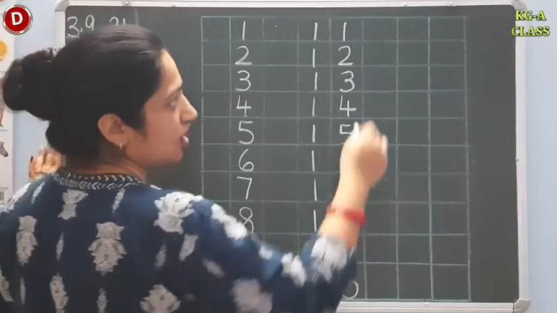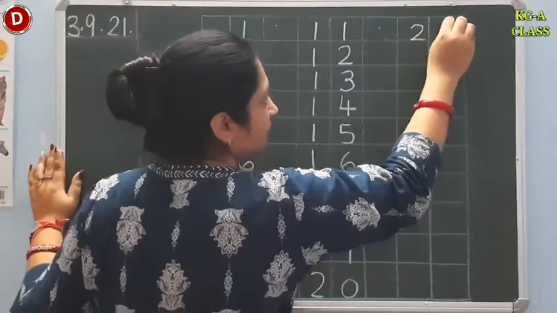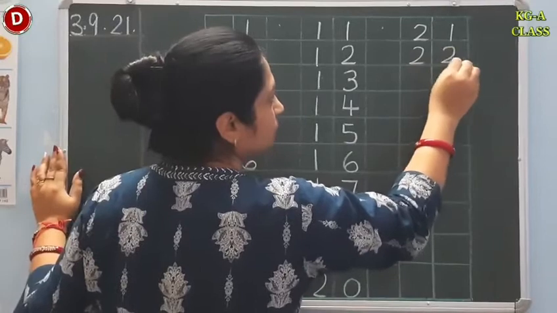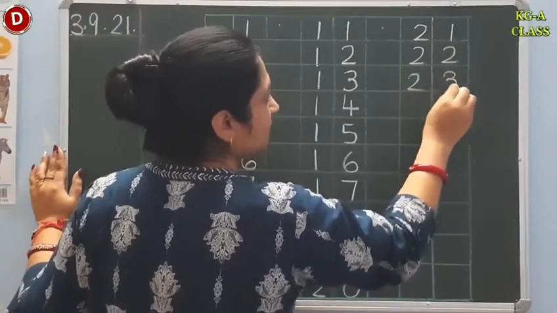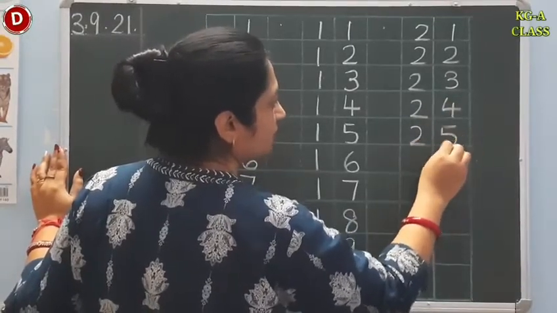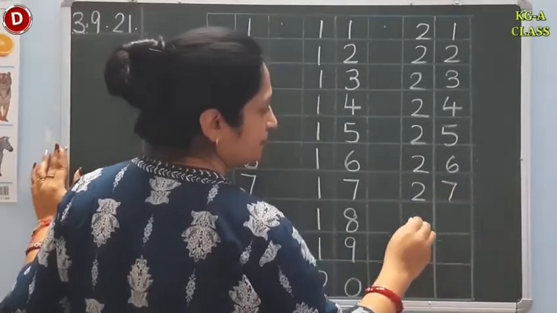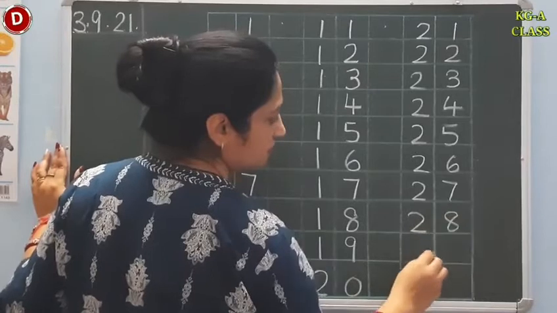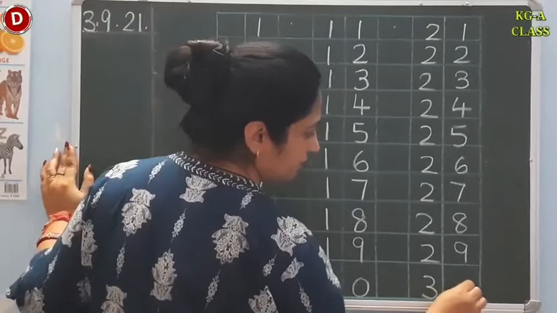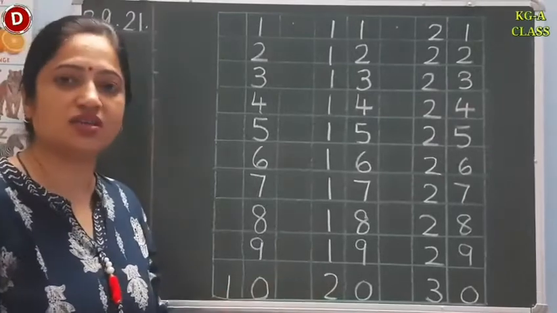After 20, children, you have to leave the next line and then write 21 like this. After 21 comes 22, 23, 24, 25, 26, 27, 28, 29, 30. In this way, children, you have to write numbers 1 to 30 in series.